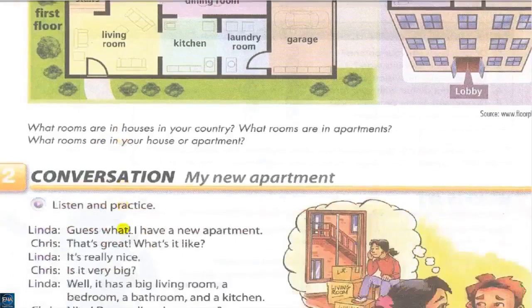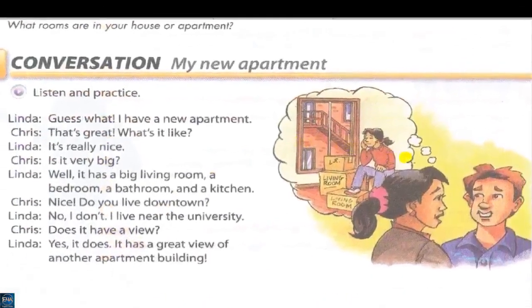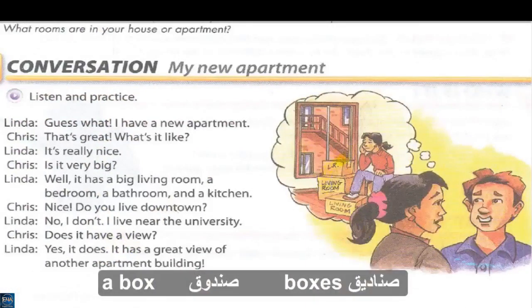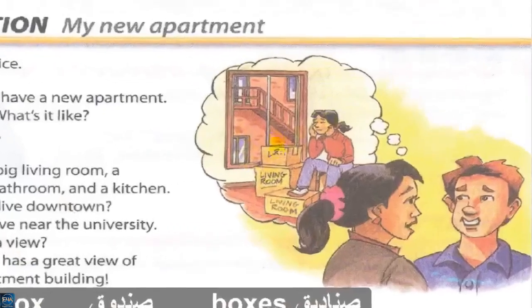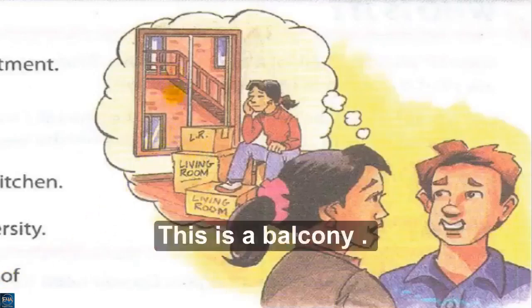Exercise number two. Look at the picture here. What do you see? A young lady, books. Living room, LR, living room, yes. This is a balcony.